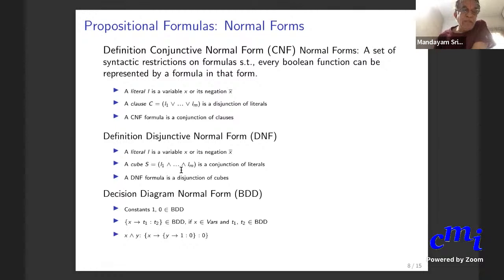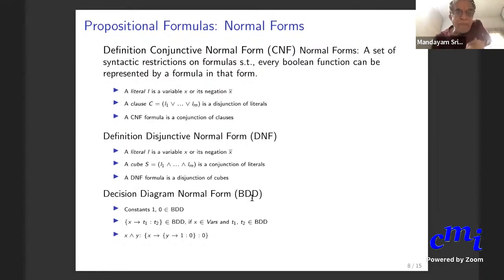Okay, so this is a product. And a DNF is a disjunction of cubes. One can express every Boolean function in these normal forms. Both the disjunctive and conjunctive normal forms are not necessarily unique for any particular Boolean function. There is always a formula in this normal form, but there might be several different CNF and DNF representing the same Boolean function.